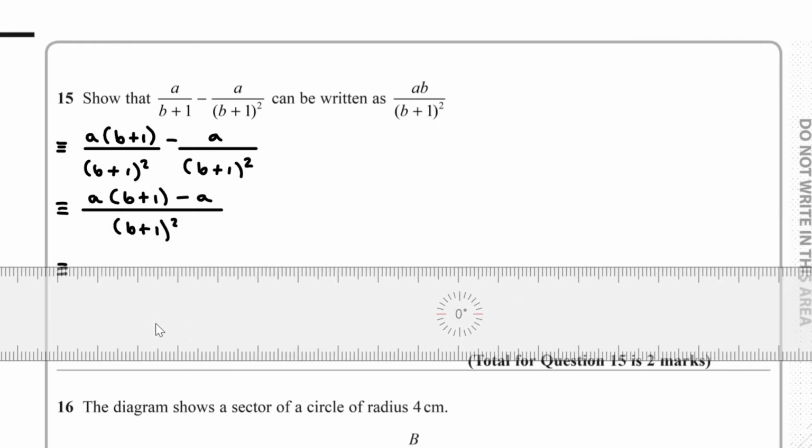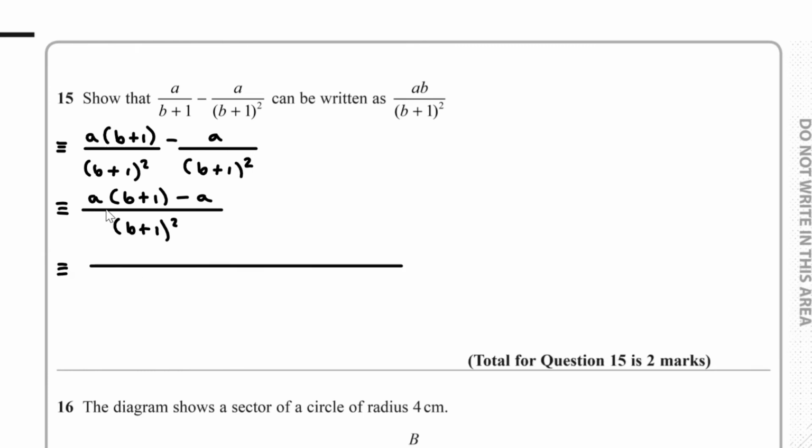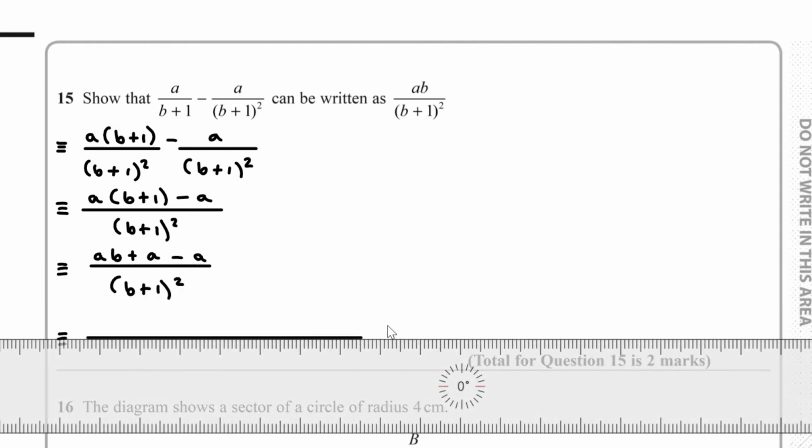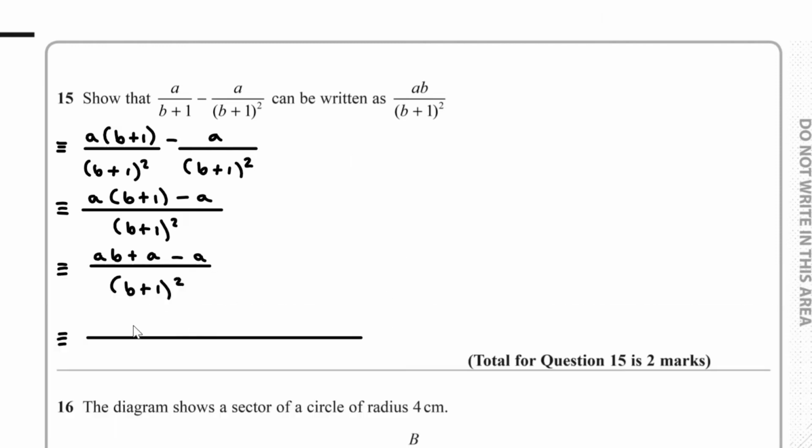So we've got ab plus a minus a over b plus 1 all squared, which simplifies to ab over b plus 1 all squared. Okay, and that's exactly what we wanted to show.